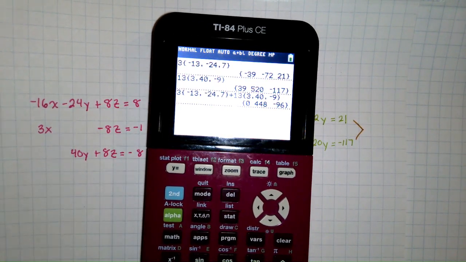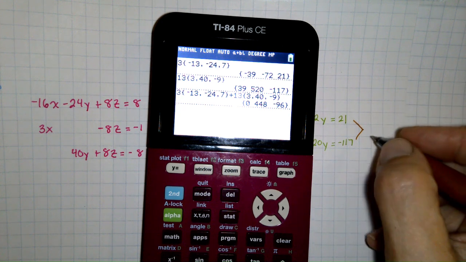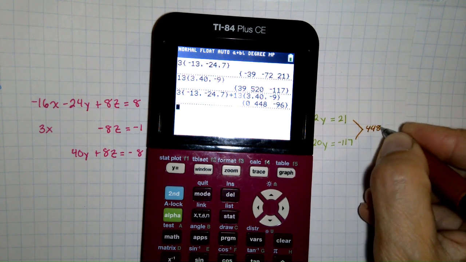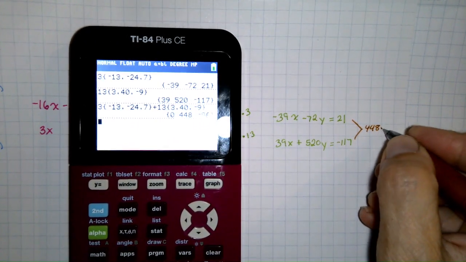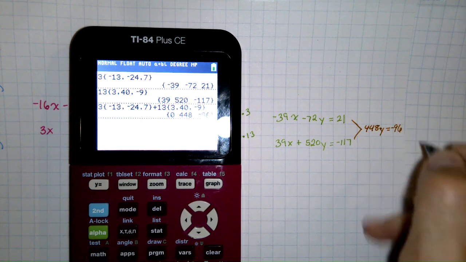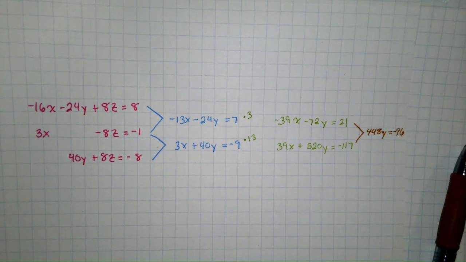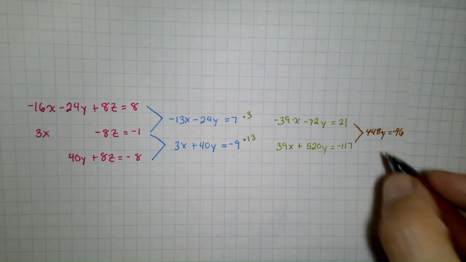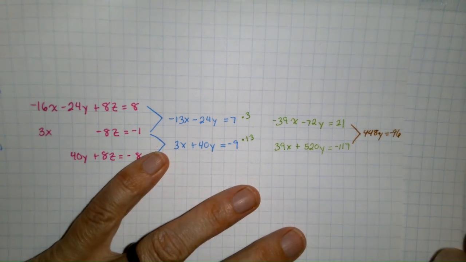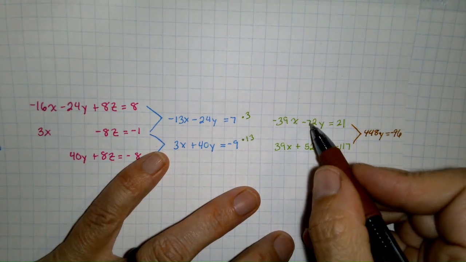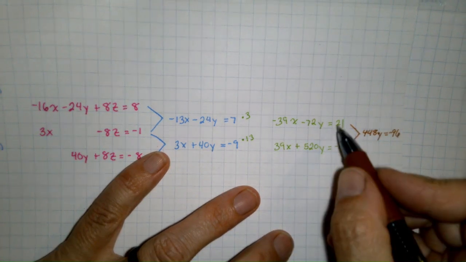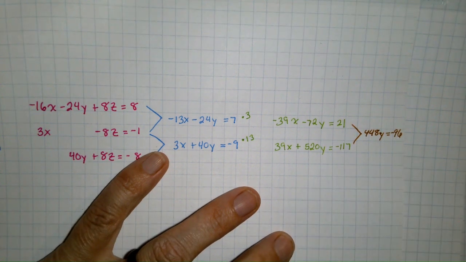0, 448, and negative 96. And that would be our x, y, and our answer. So now we have that coefficient of 448. Again, we just added together. Negative 39 and 39 is 0. Negative 72 and 520 is 548. 21 plus negative 117 is negative 96.